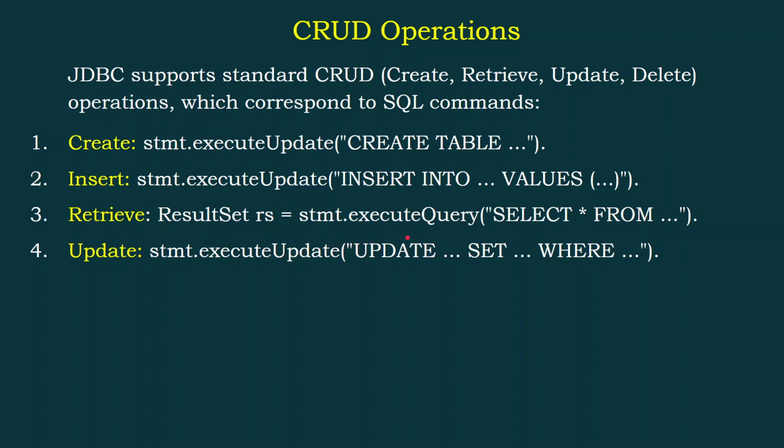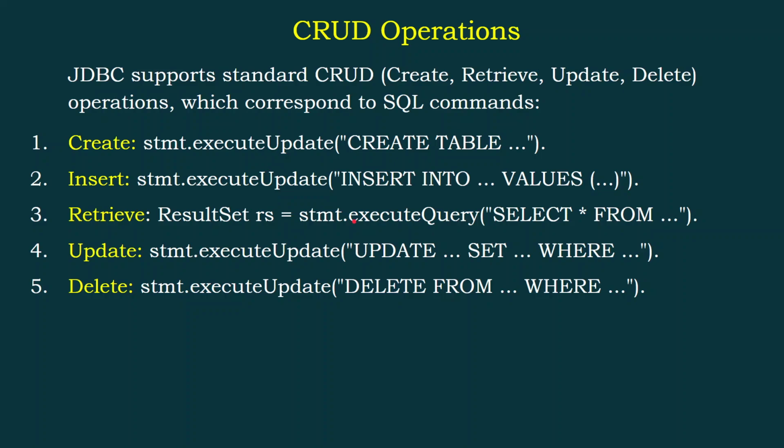And next one is the update, statement.executeUpdate. We can update the database, update any column, set the values where some condition is given, by the update operation. And finally the delete. If you want to delete some records based on some condition, we use executeUpdate: delete from the table where condition is satisfied. So we can see in all the operations, only the select uses executeQuery, and the others use executeUpdate. Those actions are done on the statement object. So these are all the CRUD operations that JDBC supports.